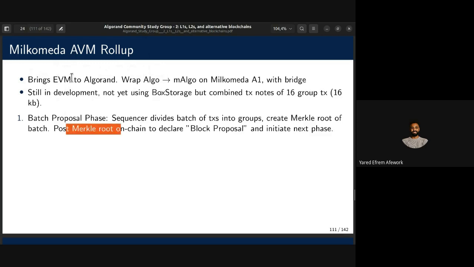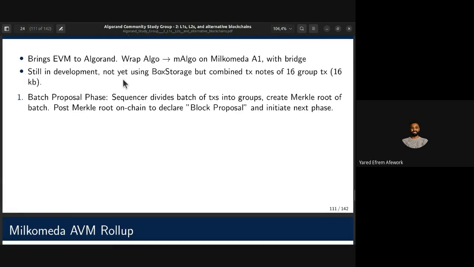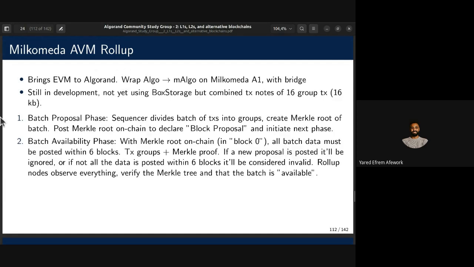You post it on chain, and when the sequencer posts it on chain, it declares that it is a block proposal, and then it goes to the next phase, which is the batch availability phase. So with the Merkle root on chain in block 0, you have the sequencer, then you have the rollup nodes, or node validators, and they see this, and then within six blocks after this, all of the batch data must be posted.